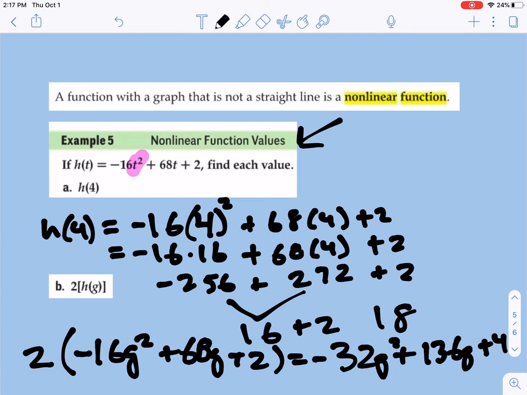That's it, guys. It's pretty straightforward, nothing too complicated. I think you guys got this. Just put it in and make sure you're remembering your order of operations when you're multiplying, and you should be fine. All right.